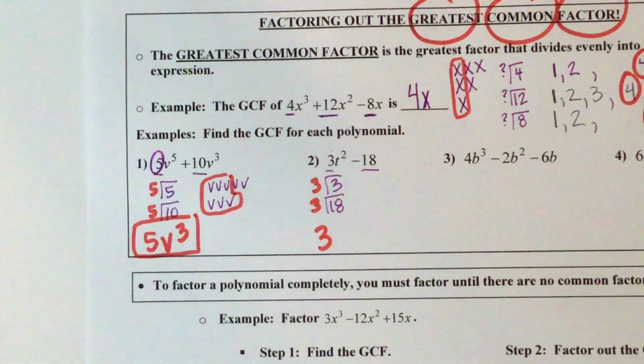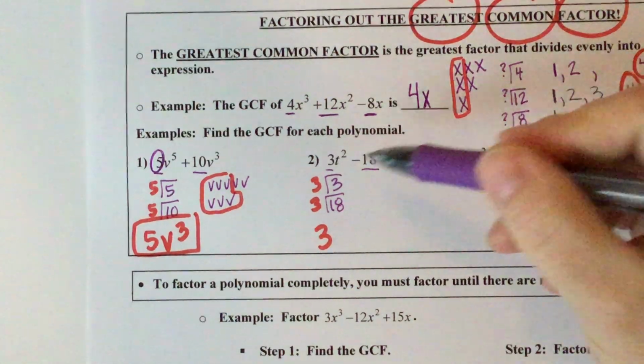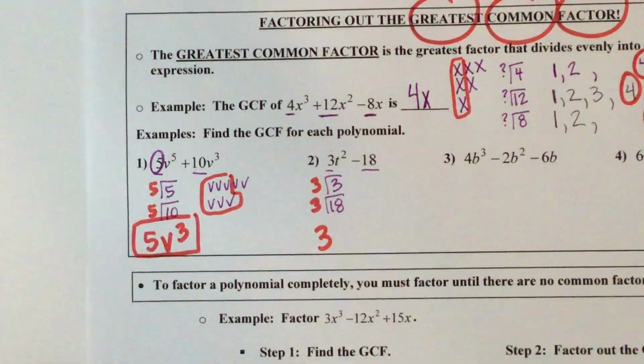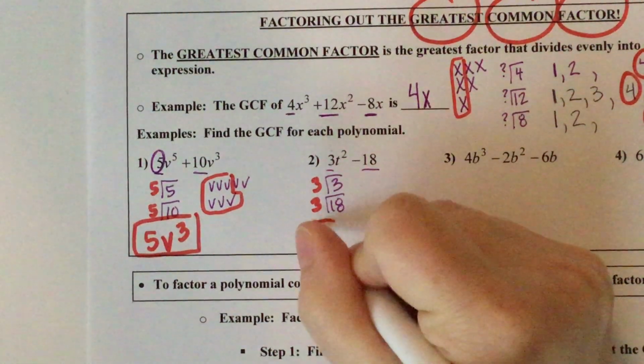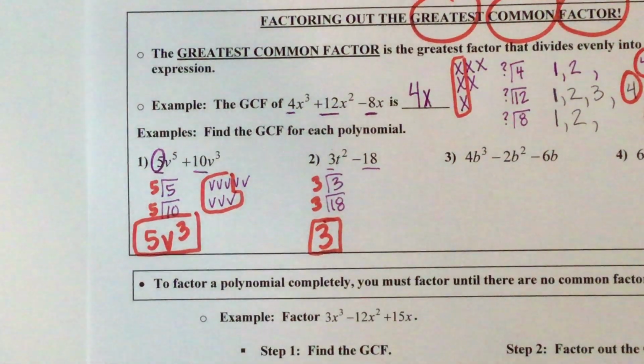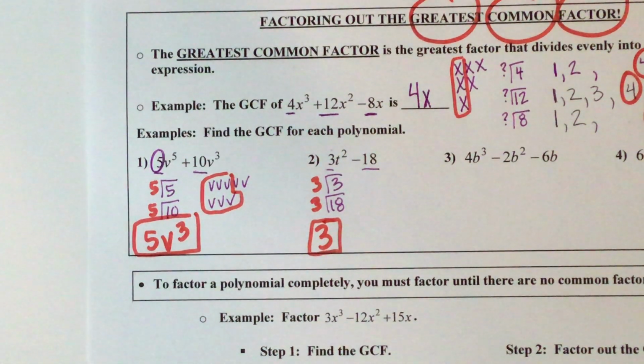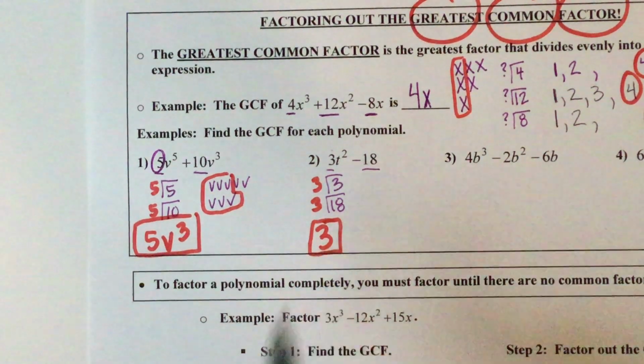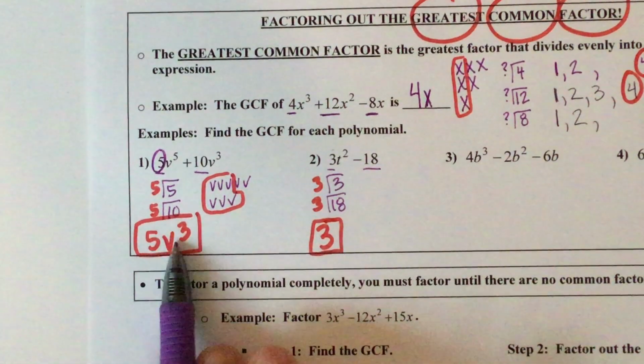Now let's look at t's. Do they both have t's? No, they don't both have t's, so they don't have any in common. So this time our GCF is just a number. Okay, sometimes the GCF is just a number, sometimes it's just a variable, and sometimes it's a combination of the two.